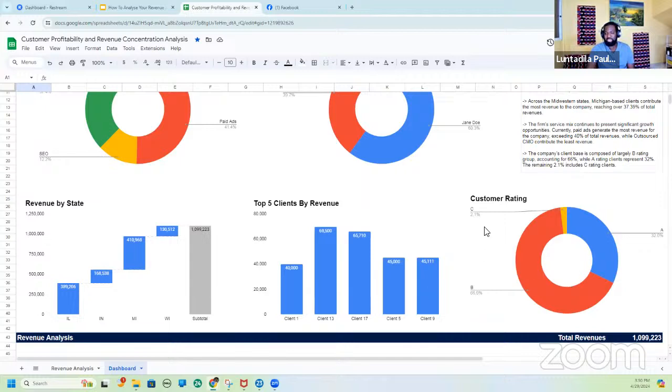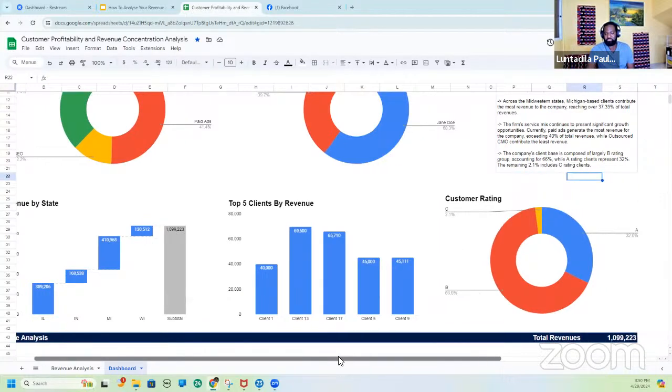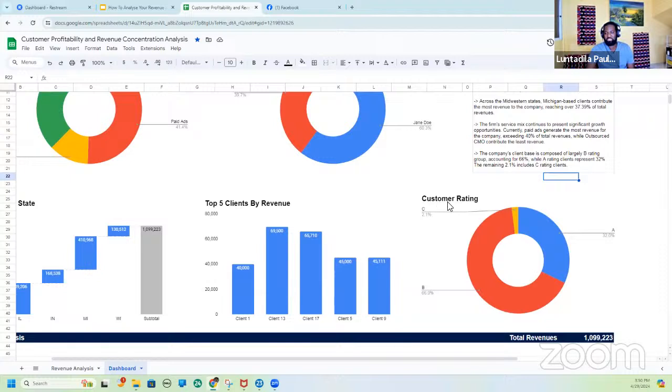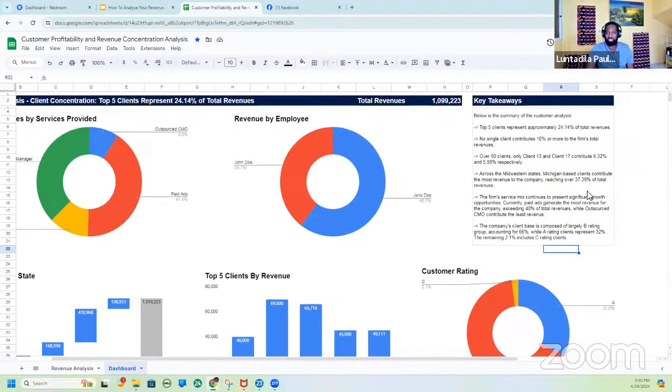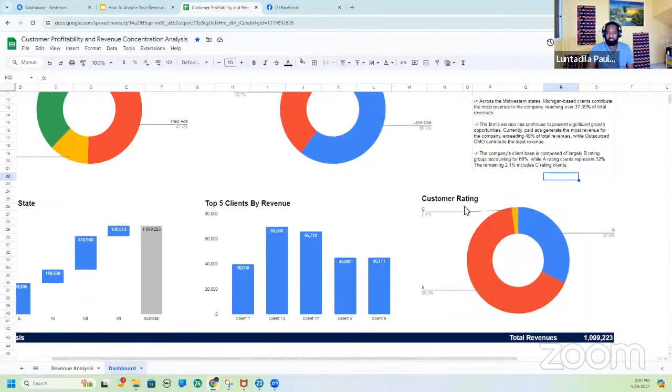And lastly, we have our customer rating classification. It seems like the firm's revenue client base is made up largely by B class type clients at 32%. And then we have about 2% that is C type client. The big question now becomes, okay, what do we do with this information? Of course, we have a summary here, the key takeaways of our client base.